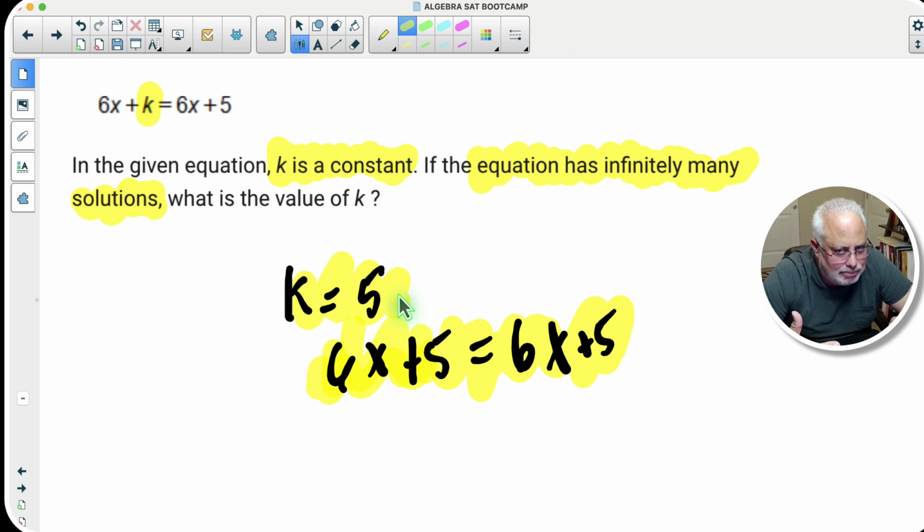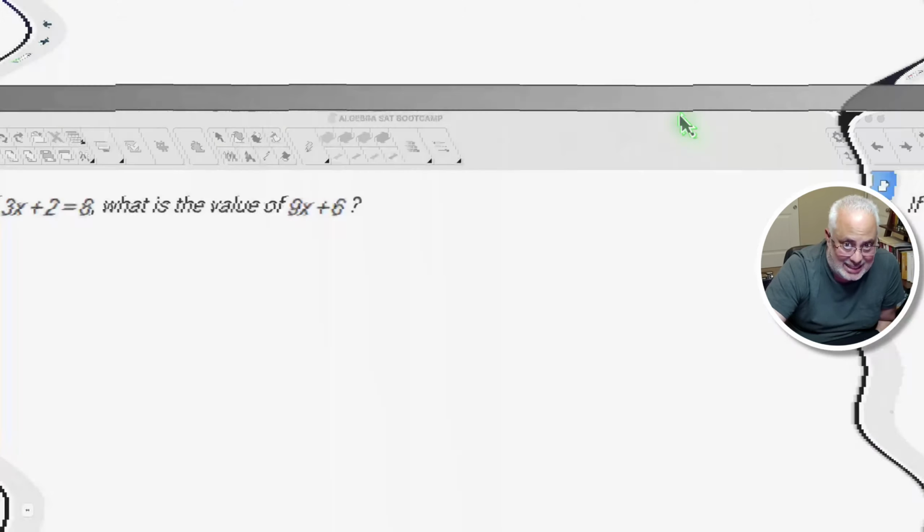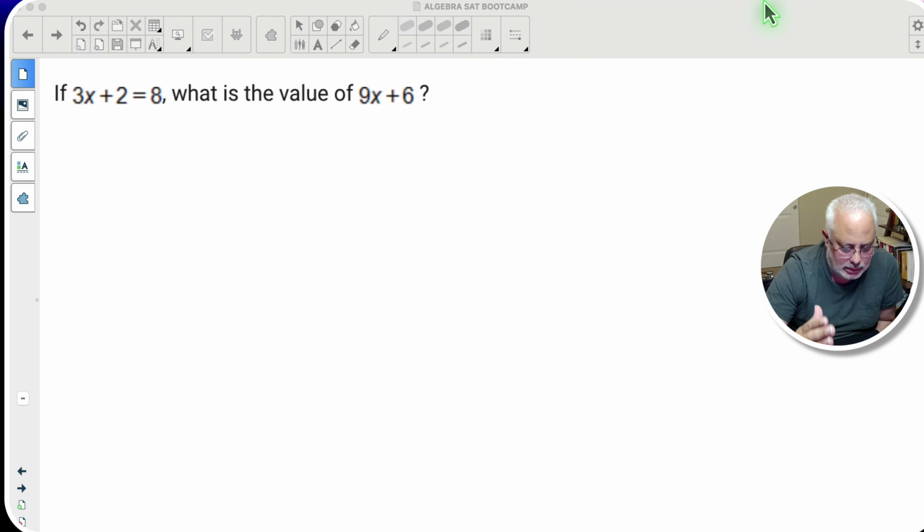This is basic algebra, and you have to guarantee those questions in the test. You must know the meaning of having infinite solutions. The same equals the same. The left side equals the right side. I have everything there. K must be 5. Let's see the next easy question. Remember what I said when I say easy question.